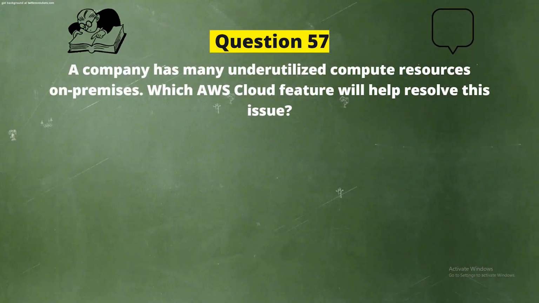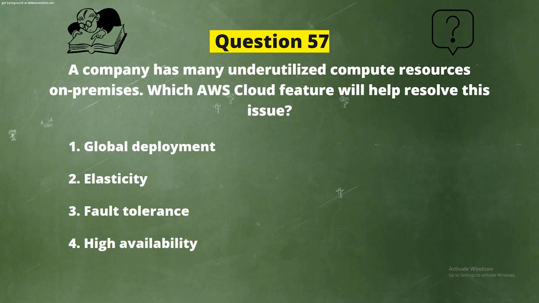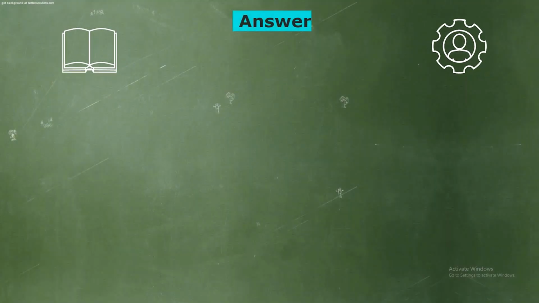A company has many underutilized compute resources on premises. Which AWS cloud feature will help resolve this issue? And the options are: option 1. Global deployment. Option 2. Elasticity. Option 3. Fault tolerance. Option 4. High availability. And the correct answer is option 2.